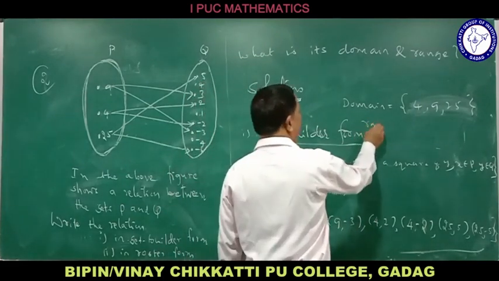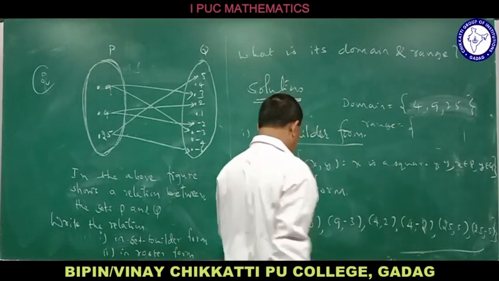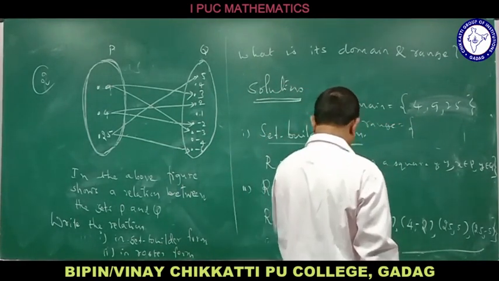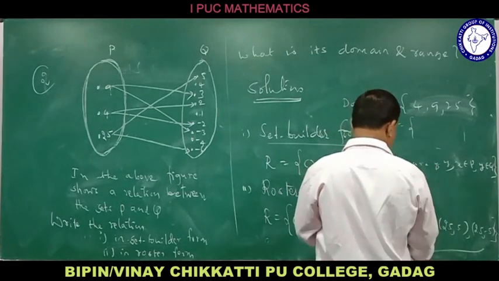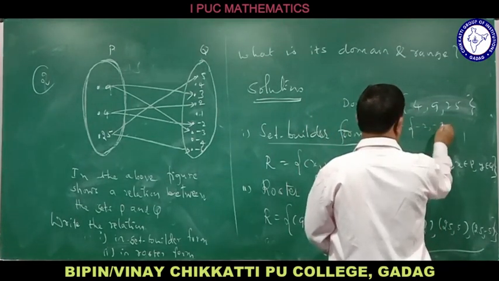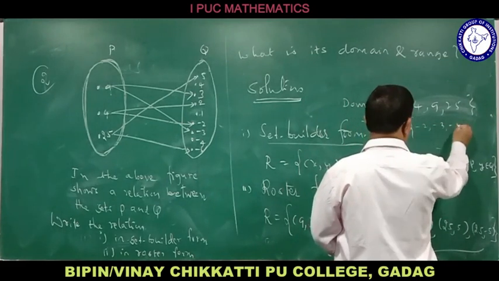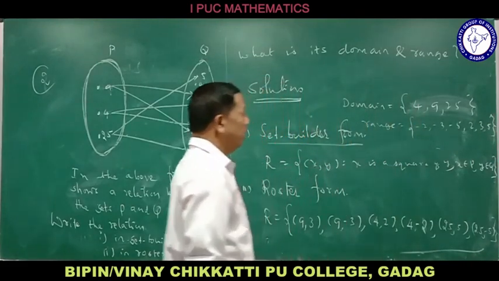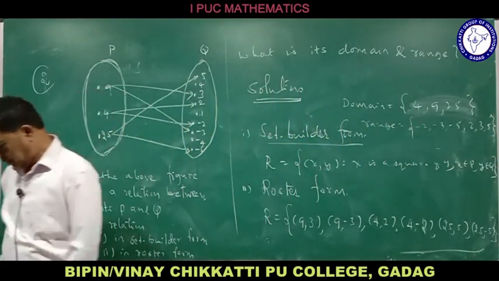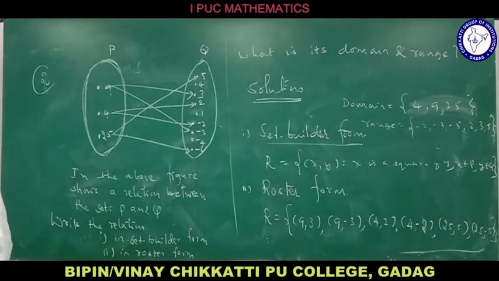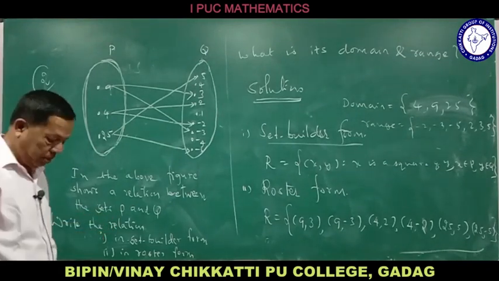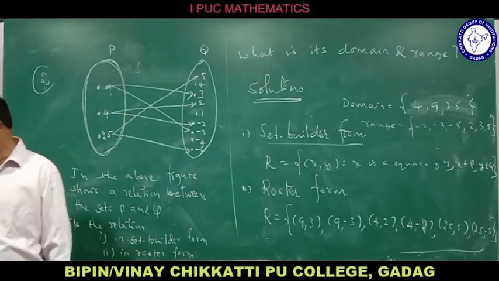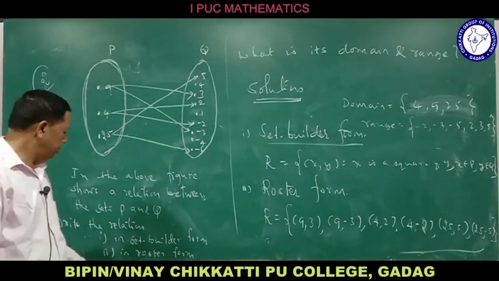And the range is the second elements. Here you see the second elements: minus 2, minus 3 and minus 5, 2, 3, 5. These are the second elements, and the set of second elements is called the range. So you have to understand this is the way to understand the range. Range is the set of second elements. So this is the end of this question.